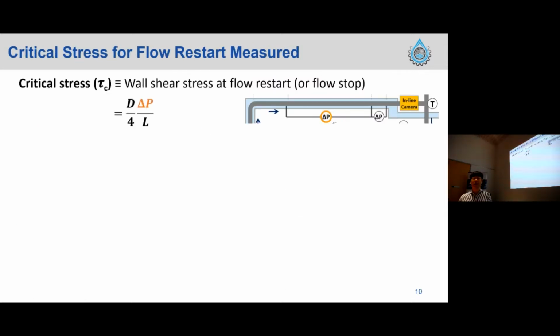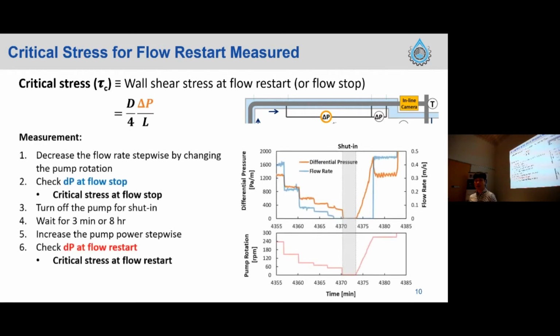In this work, the critical stress is defined as the wall shear stress at flow restart or flow stop. The critical stress can be calculated from the pressure drop in a horizontal section. And this is the procedure of the measurement.